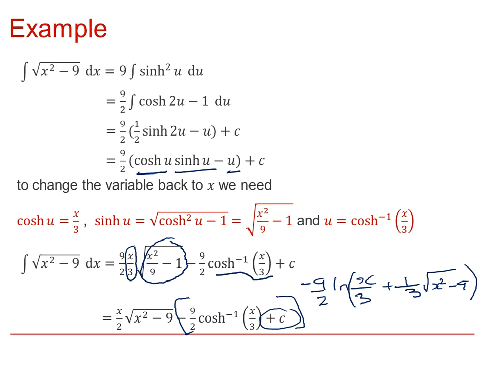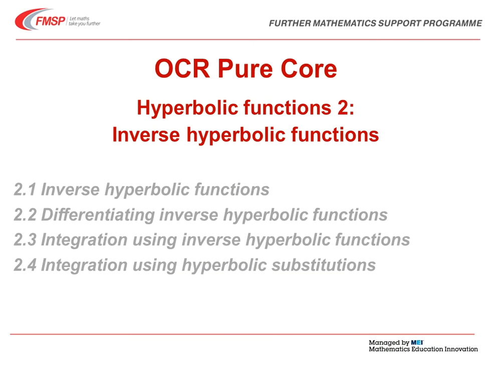So what may have looked like a reasonably straightforward integral, being just the integral of the square root of x squared minus 9, actually ends up having some interesting terms in the solution. But you can see that they all do relate to that square root of x squared minus 9. And the hyperbolic function was a very useful substitution. This is the last video of the hyperbolic function series 2 on inverse hyperbolic functions.